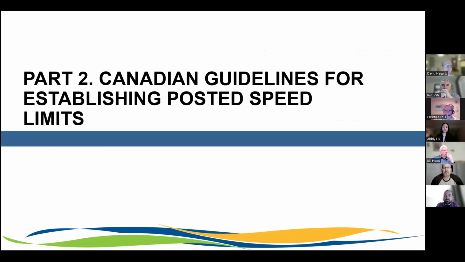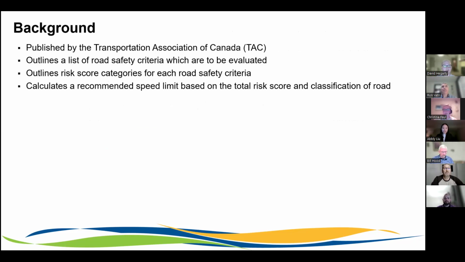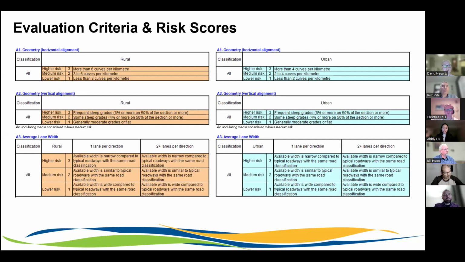All right, now we'll continue with the second part of the presentation. I'll be presenting the Canadian Guidelines for Establishing Posted Speed Limits, which was published by the Transportation Association of Canada. These guidelines outline a list of road safety criteria. They outline risk score categories for each road safety criteria, and they provide a recommended speed limit based on the total risk score. I'm going to briefly go over each road safety criteria.